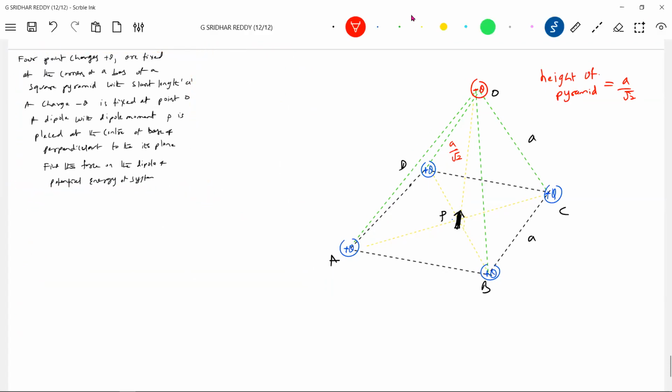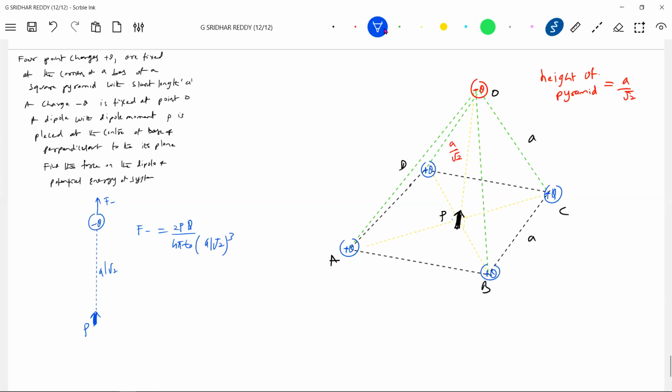Now let's only discuss the dipole and the negative charge Q. So there's a negative charge and there's a dipole. This distance is a by root 2. What is the force experienced by this? We'll calculate F minus. F minus should be equal to 2p by 4 pi epsilon naught (a by root 2) whole cube, into the magnitude of charge Q.